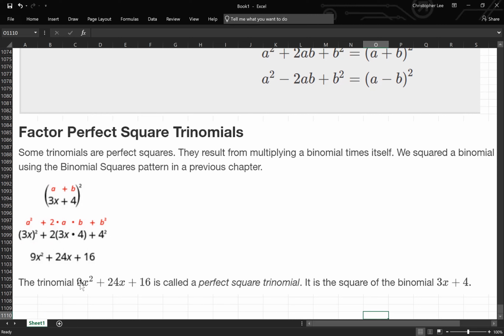So the trinomial 9x squared plus 24x plus 16 is called a perfect square trinomial. It is the square of the binomial 3x plus 4, right? So we're doing the reverse of last night's homework, right?